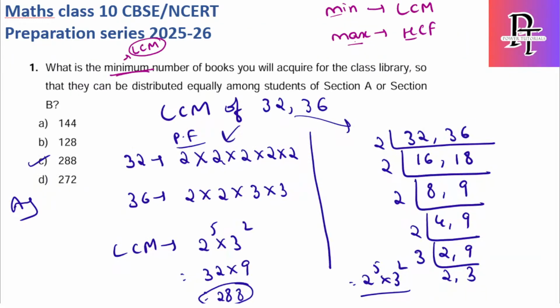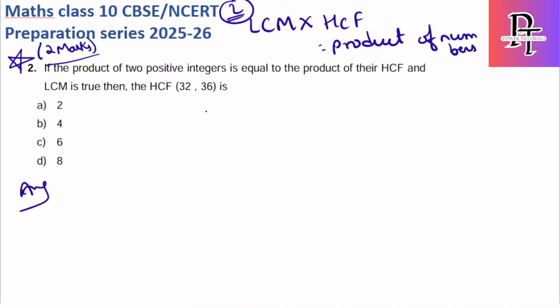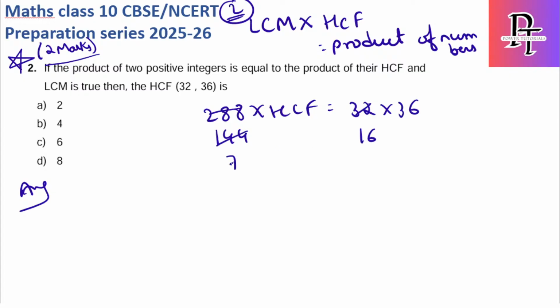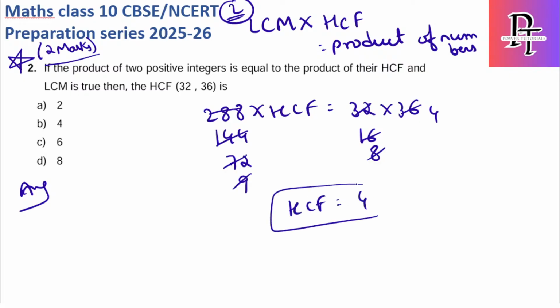So LCM is 288. So 288 into HCF, which we need to find, is equal to the product of those two numbers, which is 32 into 36. Okay, so 2 will cancel out. 2 144s, 2 16s, 2 72s, 2 8s, 8 1s, 8 9s are 72, 9 1s, 9 4s are 36. So simply HCF is 4. So what is option B?